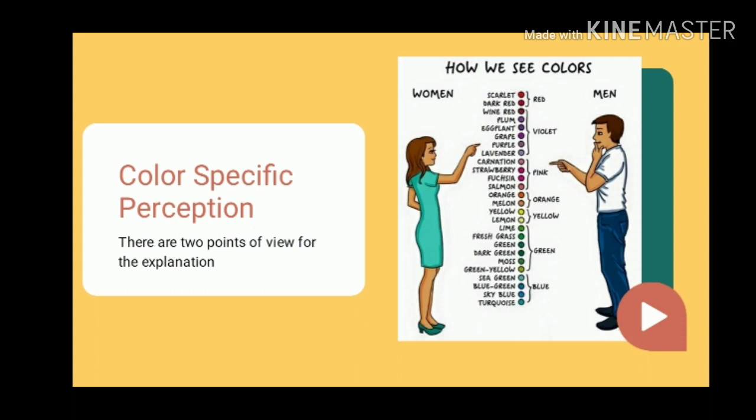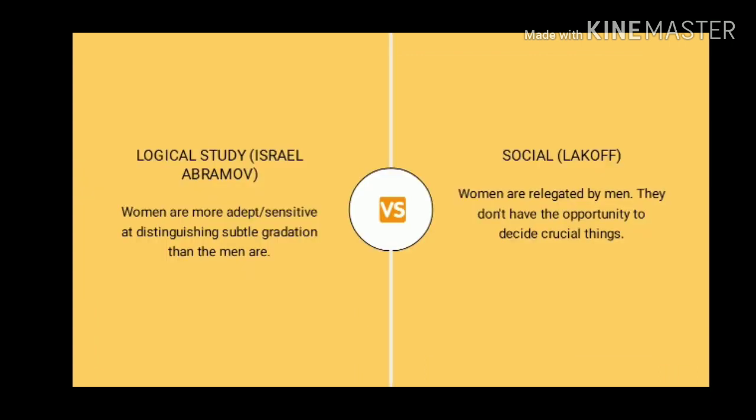Women see red as scarlet and dark red, but men will always say that is red, and that's it. Men see that is purple, but the women will say no, that is lavender, that is mauve, that is eggplant, that is plum, and so many others.